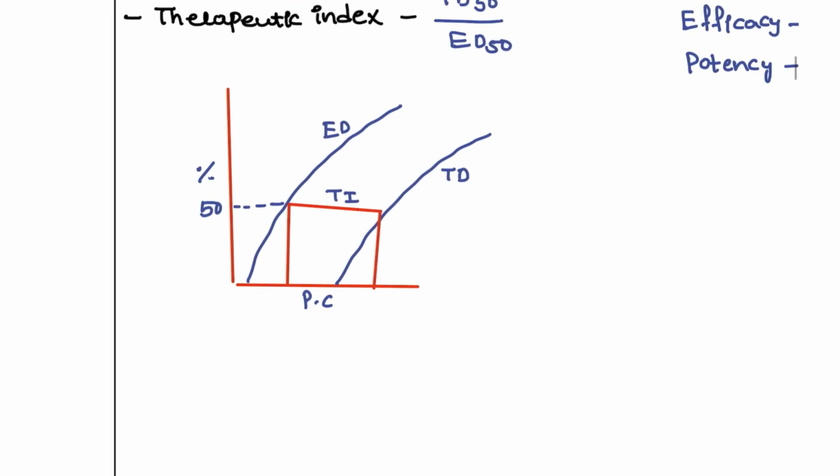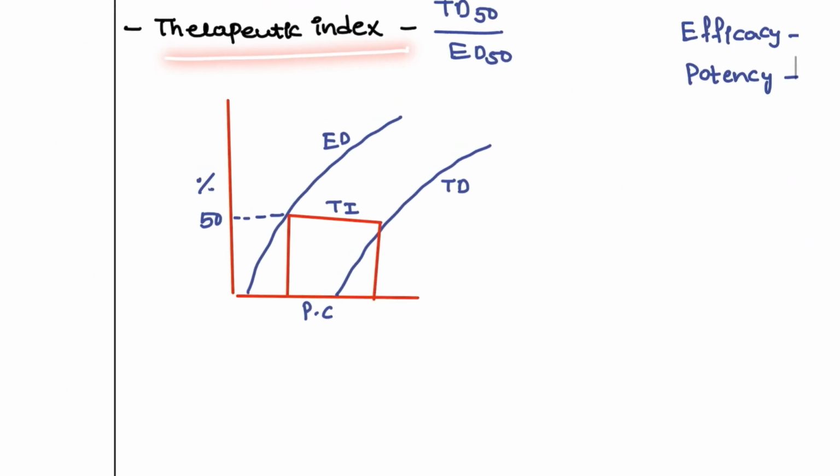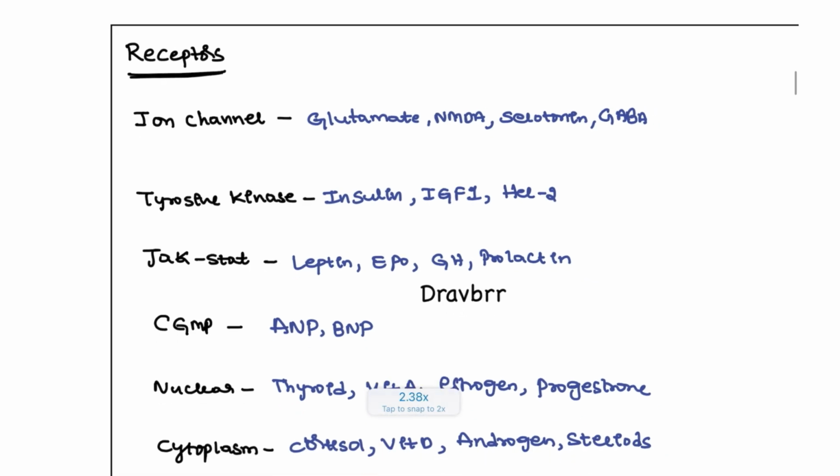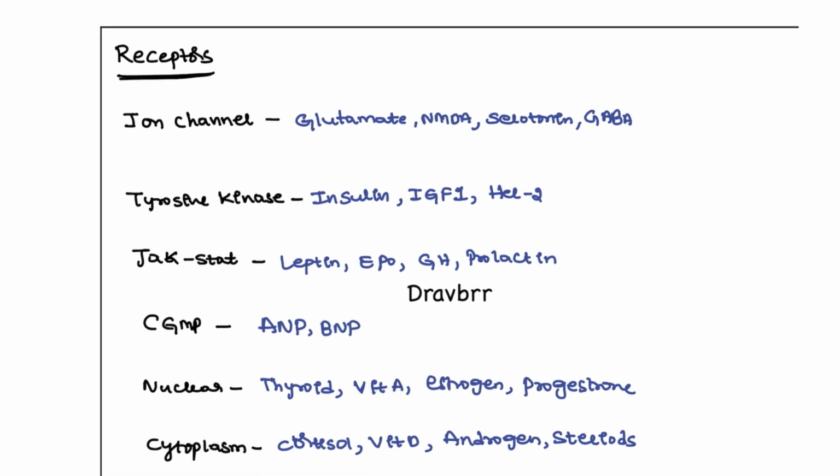Next, therapeutic index. Therapeutic index is very important because it will tell us the toxicity and what is the efficacy and what is the toxicity. Whichever lies between this is known as the therapeutic index. So this is the ED50, this is the TD50, efficacy and the toxicity, and that will determine the therapeutic index.